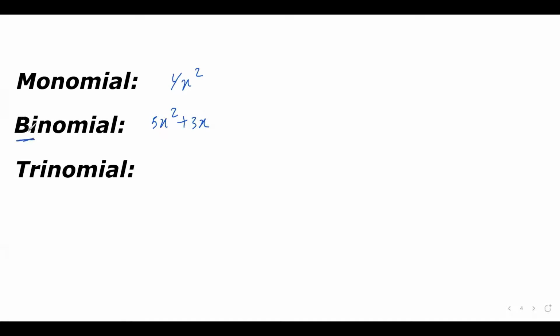Mono stands for one, bi stands for two, and tri stands for three. So a trinomial is a polynomial which has three terms. So let's say 6x cubed plus 3x squared plus x. This is a polynomial which has three terms, 1, 2, 3. That's why I can call this a trinomial. And any polynomial which has more than three terms, we can just call it a polynomial.